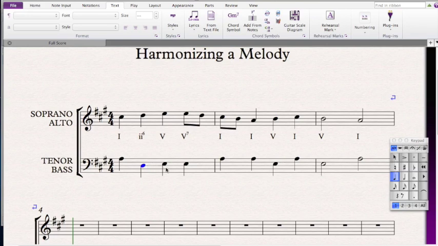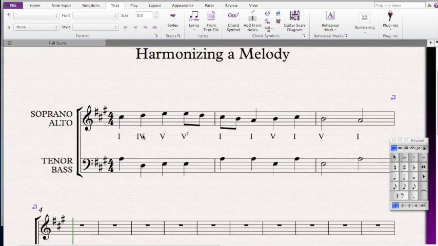But now we have parallel octaves here. And we could change the bass notes, I suppose, but I'm more inclined to instead change the chord. So our other predominant choice is a 4.